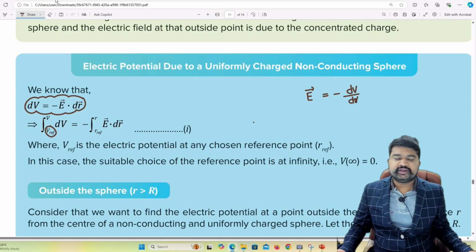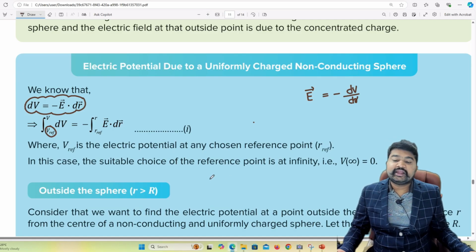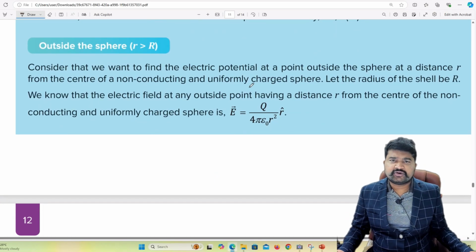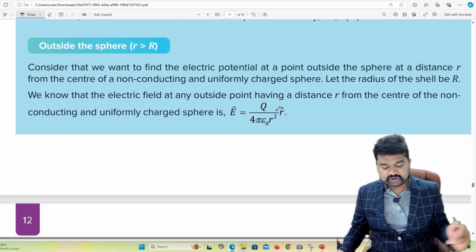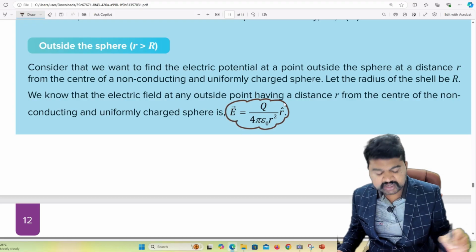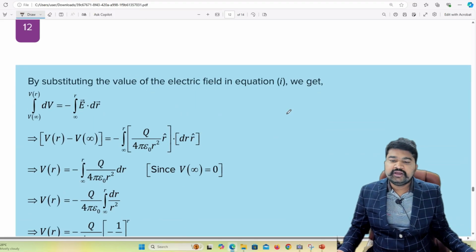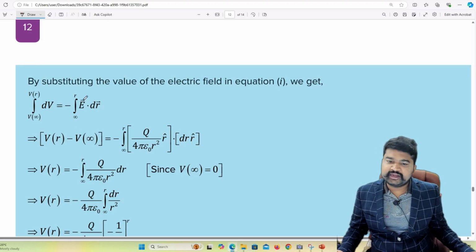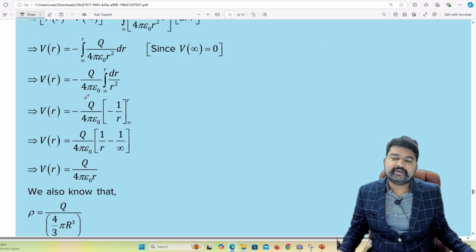So we need to discuss how to calculate it outside of the sphere, which we already discussed. Outside of the sphere, E bar is equal to how much? Q by 4 pi epsilon naught r square. So here we need to do integration from infinity to r, and we get the same thing. Okay, outside of the sphere.